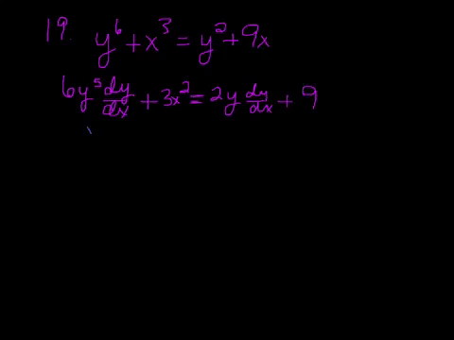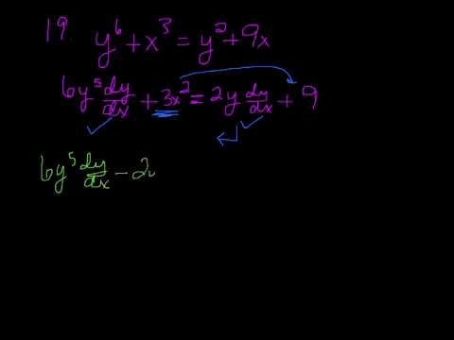All right, and then we learned you have to have all these dy dx's on the same side of the equal sign. So I've got to move this one over, and this 3x squared has to go to the other side. Remember, when you move stuff, you do the opposite sign. So I'm going to end up with 6y to the 5th dy dx minus the 2y dy dx, because it becomes negative when I move it. Then I have my equal sign. That 3x squared goes to the other side, which means it becomes negative. And then you have your plus 9.